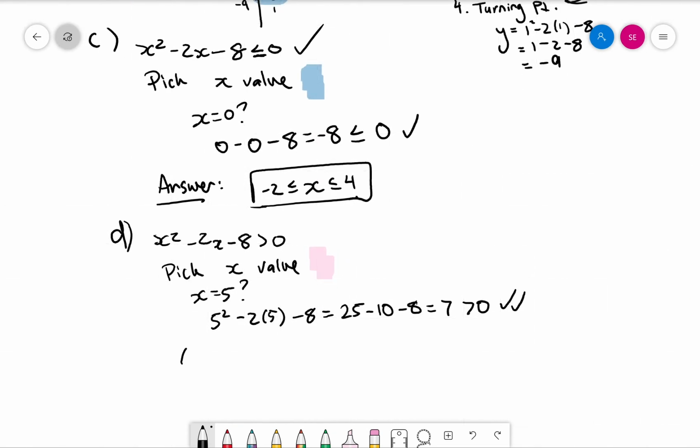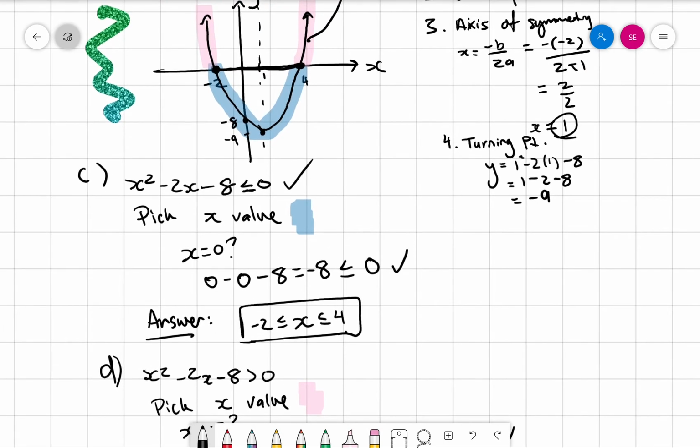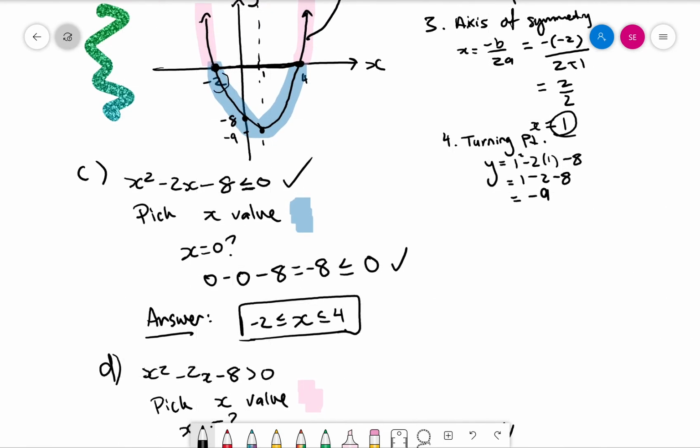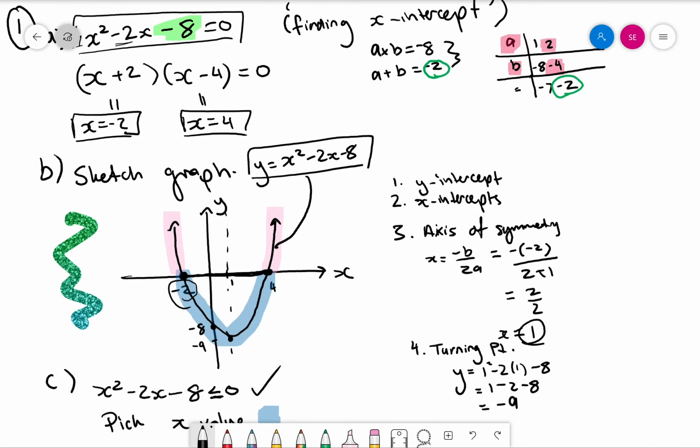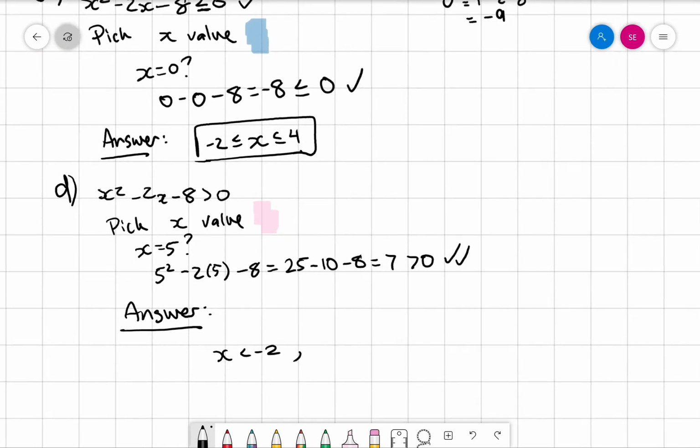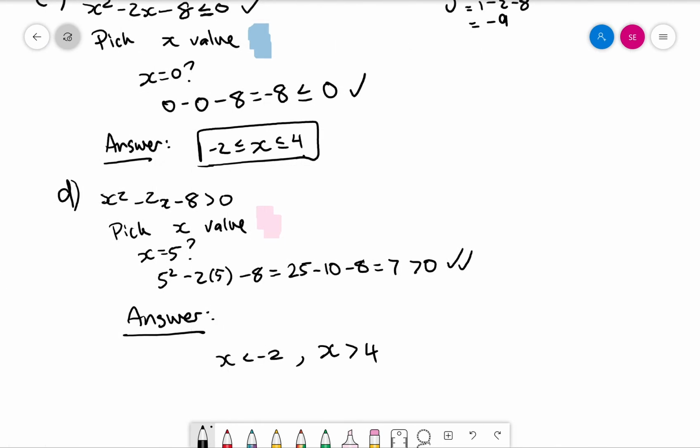So again, now we need to just write our answer. So we've done the hard work, but we want to get all the marks. So we say, well, it's all x values that are less than -2. So it's x less than -2. And then it's all these x values here to the right of 4. So it's x is greater than 4. Perfect. So this is our answer here.